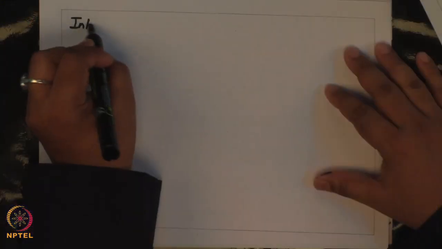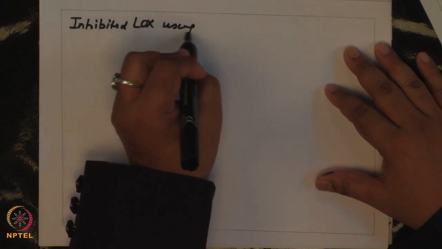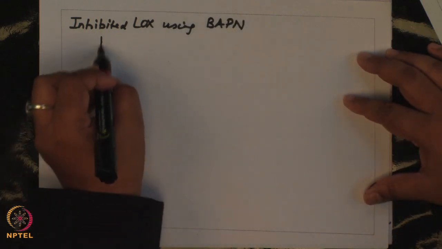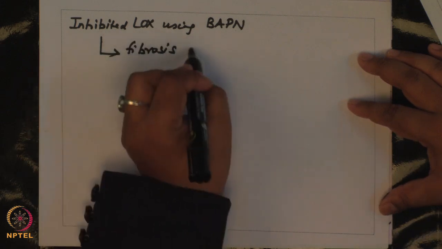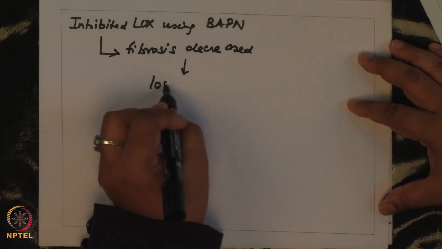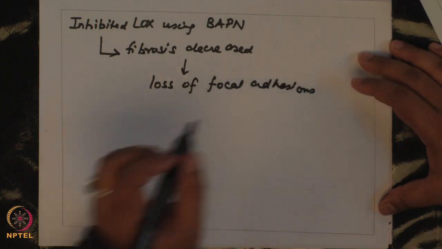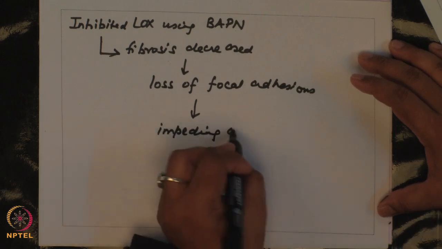They did the reverse experiment also. So, what they did was they inhibited LOX using a drug called BAPN, and they again showed that when they inhibited the LOX, the fibrosis decreased, leading to loss of focal adhesions and impeding or delaying of tumor progression.